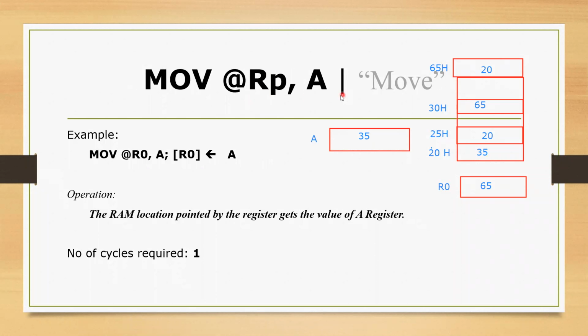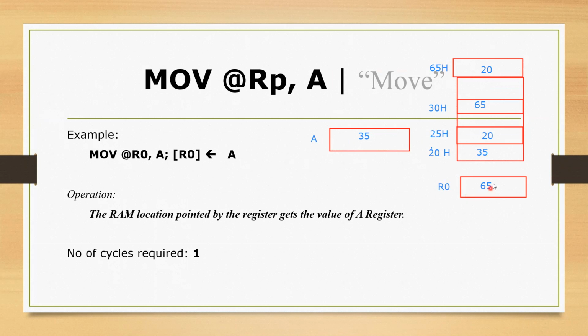Move @RP comma A, that is move, the destination is pointed to by a RAM register and data is copied from the A register to the memory location pointed to by the register R0. So here any RAM register R1 or R0. So move @R0 comma A, that is the source is the A register, the accumulator register. From the accumulator register, we are moving data to the location pointed to by the register R0.